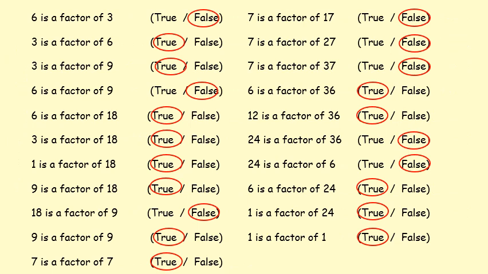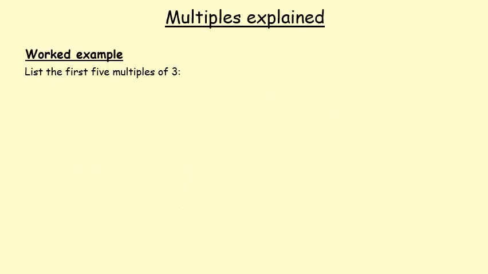Okay, so these are the answers to all the questions. 6 is a factor of 3 is false, because 6 is bigger than 3, so it can't be a factor of 3. 3 is a factor of 6, that's true, because 3 is smaller than 6 and 3 divides into 6, and you get a whole number out. 3 times 2 is 6 and so on. So just pause the video, mark your work.